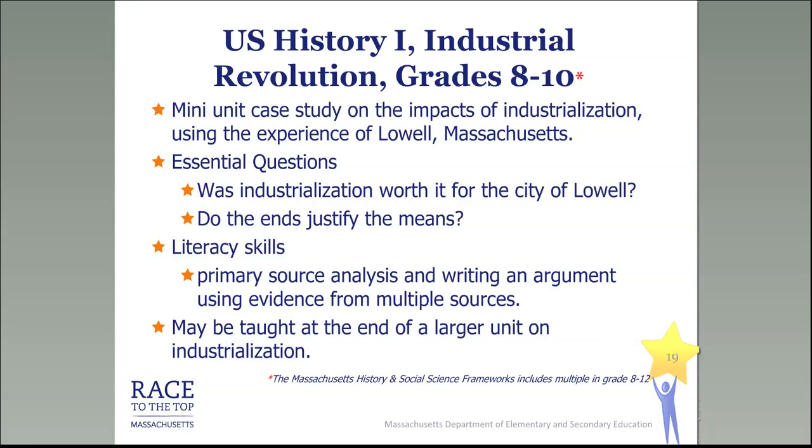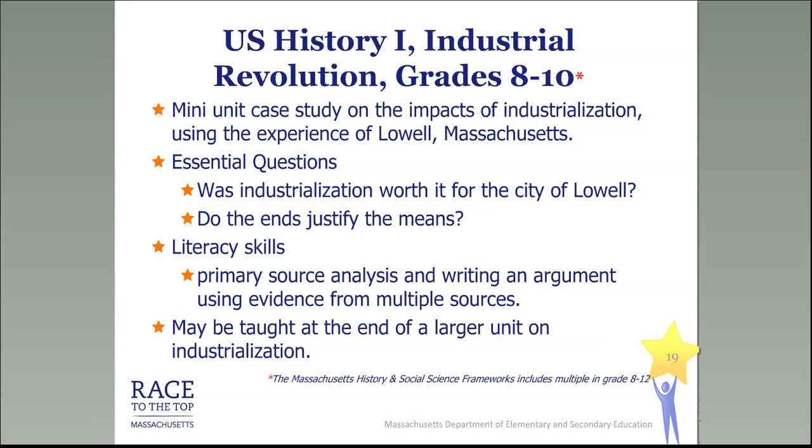So it's a small case study on the impacts of industrialization, and they use Lowell as a test case. The two big essential questions were: was industrialization worth it for the city of Lowell? Do the ends justify the means? And the literacy skills highlighted in this unit are primary source analysis and writing an argument using evidence from multiple sources. Those are two literacy standards that are essential to being a good social scientist and a good researcher.